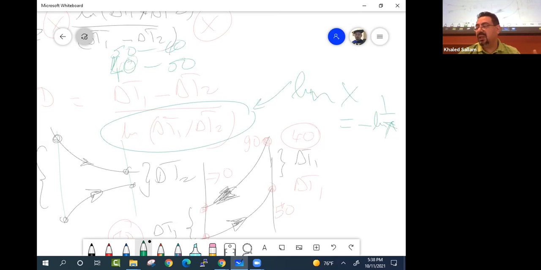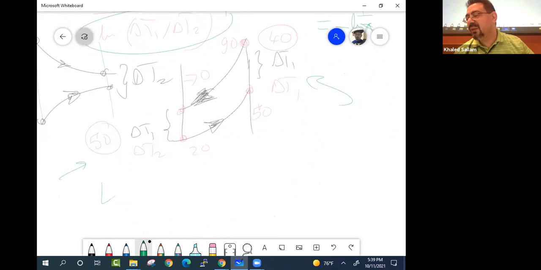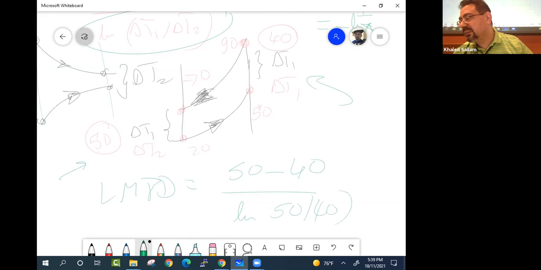But I would say, let's just always make delta T1 the biggest difference so that we don't have to worry about negatives, because who knows, maybe you will forget one of the negatives. So let's not even worry about it. When you see 50 and 40 on one side, you basically tell yourself the logarithmic mean temperature difference is 50 minus 40 over ln 50 over 40.